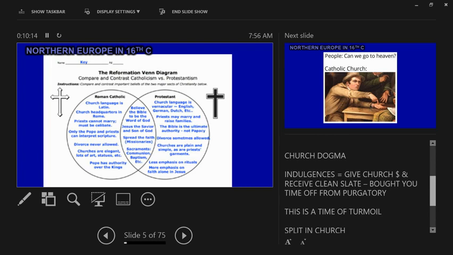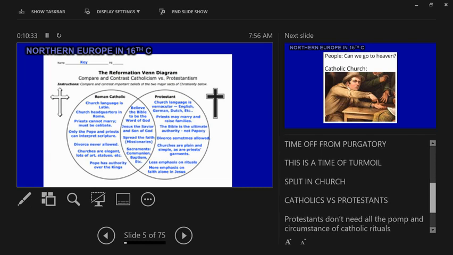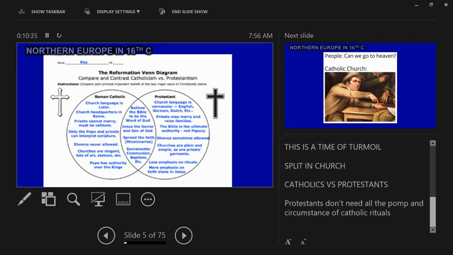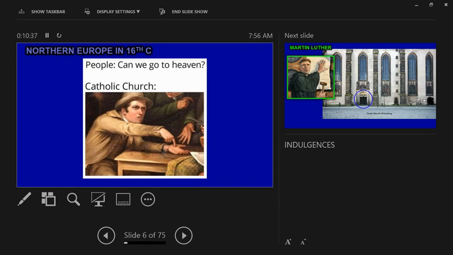I don't know if you know what dogma is, but it's the idea of "my way or the highway." So either you follow exactly what I say or you're going to hell, and that's where the idea of heresy comes in: if you say the wrong thing, you're going to get burned at the stake or executed in some way. So then it becomes this huge split in the church. We got this meme for indulgences.